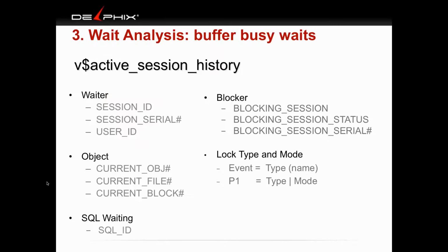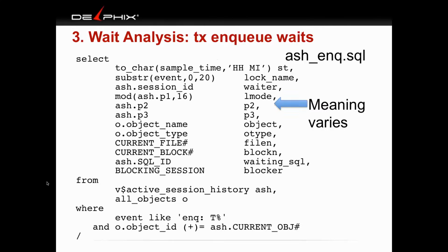Not in AWR, but most of it's in ASH. All these different things we're looking for are in ASH. We just need a query to pull it out. Here's a very simple example of a query. It's called ASH enqueue. It pulls out all the information I want. It's going to pull out who's the waiter, who's the blocker, what objects they're involved in.